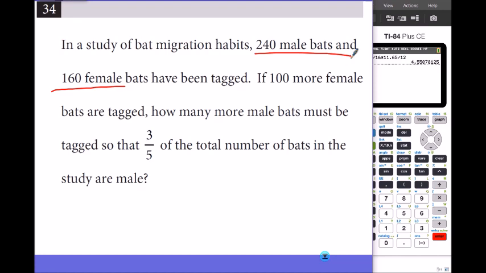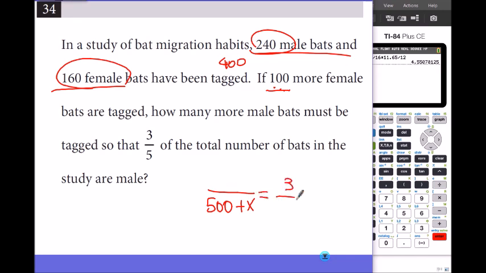So how many females are there? Total, there are total, what? We already tagged how many? 400? But the female, 100 more females are tagged, so now 500 is tagged, right? So now it's asking how much more male do we need to tag to make this equal to 3/5.